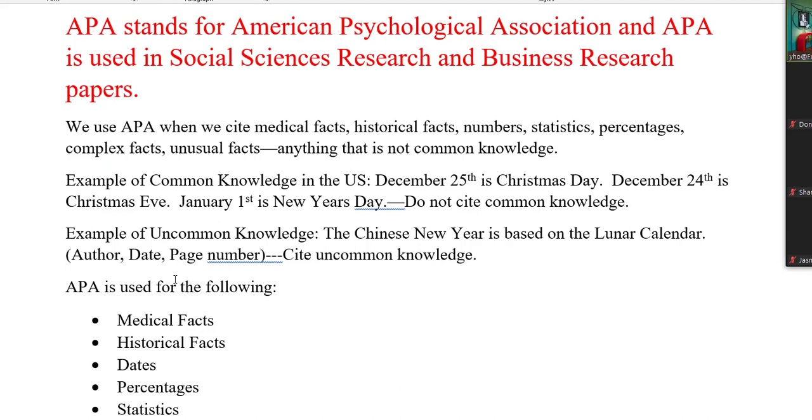Now, if you're a Chinese person writing a paper, you do not need to cite the Chinese New Year is based on the lunar calendar, because everybody in China already knows that the Chinese New Year is based on the lunar calendar, because that's probably something they learn when they're in first or second grade. Just like everybody in the United States would know that December 25th is Christmas Day. So you only cite uncommon knowledge. If you're not sure, cite the source.